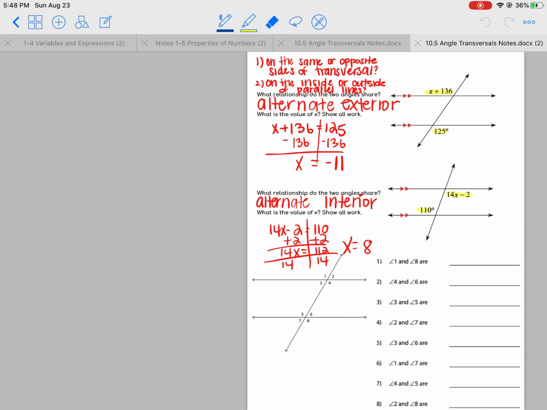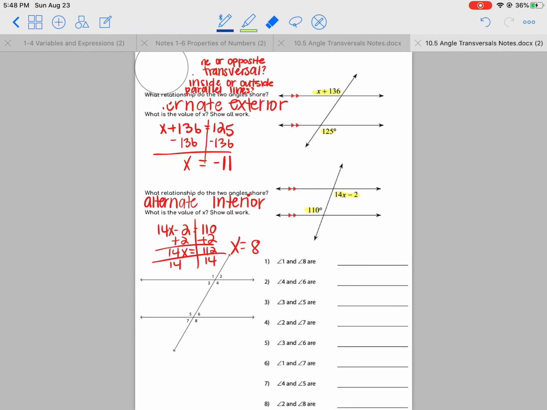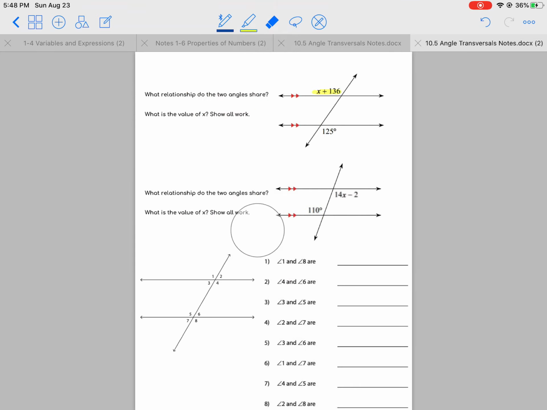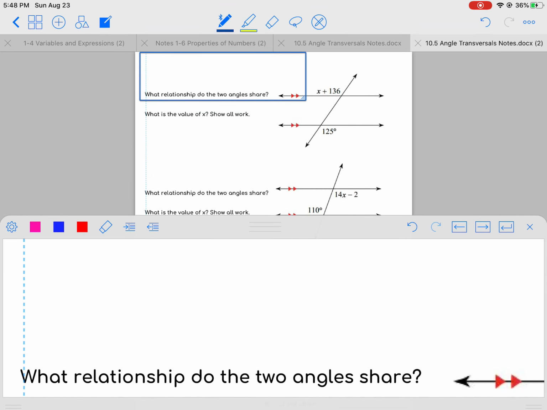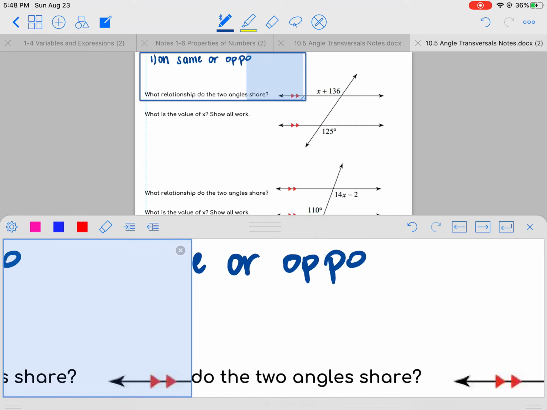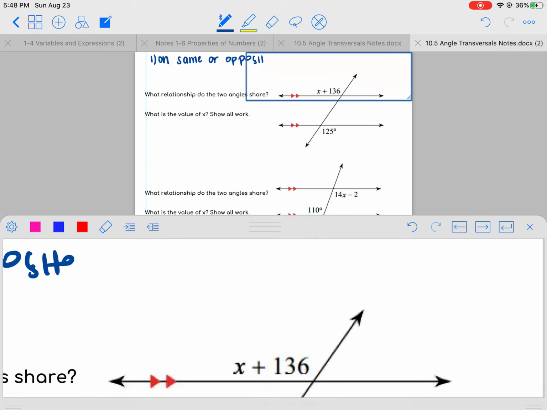Alright. Oops, I forgot to erase this part. So here is an example of how you would use these relationships. There are really two questions that you should ask yourself. I get in the habit of asking myself these two questions, so I know I've got all my characteristics covered. The first question you should ask yourself: are they on the same or opposite side of the transversal?